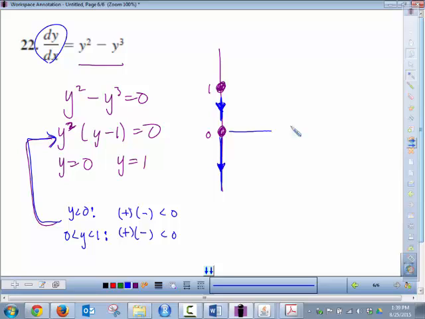Yeah, the equilibrium points give horizontal asymptotes. Yes?